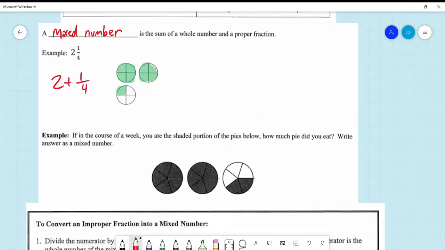And if you want it represented visually, say we're back at our circles that are divided into fourths. Now we have one whole plus another whole. That's 1 plus 1 is 2. And then we have a fourth of our last one. So again, that's representing 2 and a fourth as a mixed number. We just don't write the plus sign in between.